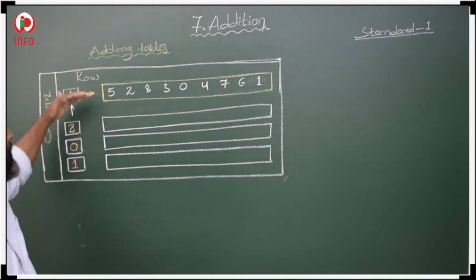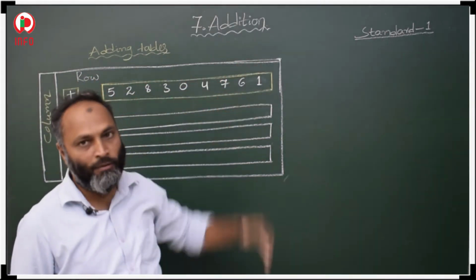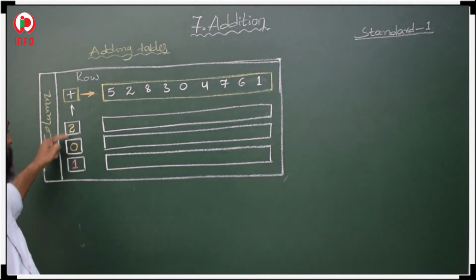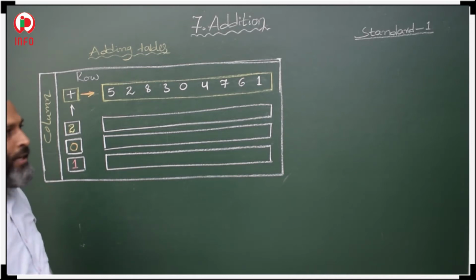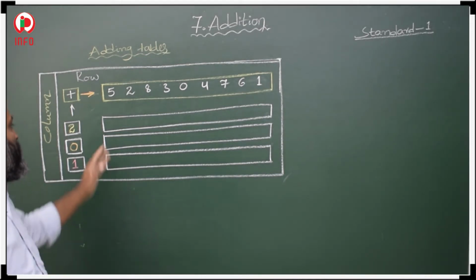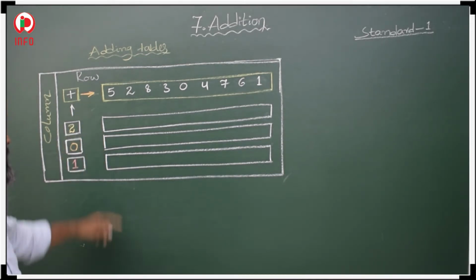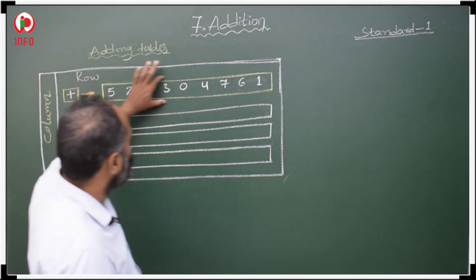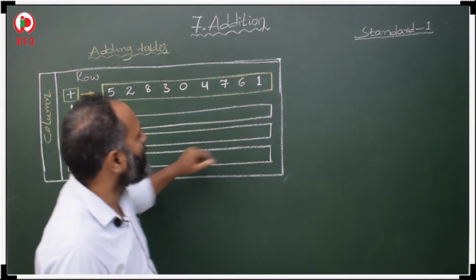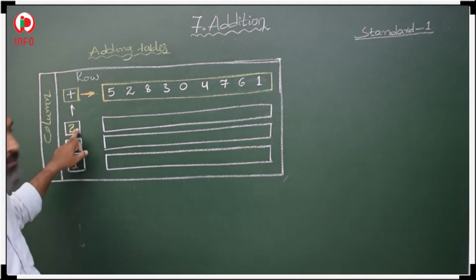Now students, in this row these numbers are given. So in this row 201 is given. Then we have to add row with column. So first, this complete row we have to add with 2. Add with 2. So then how?